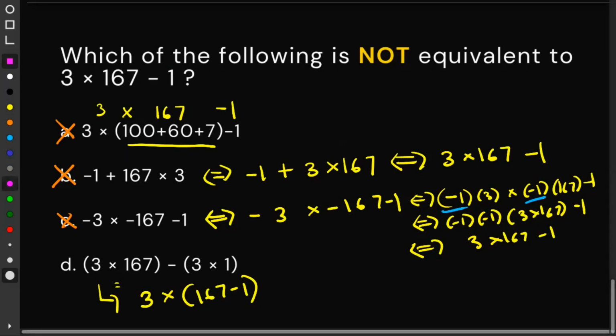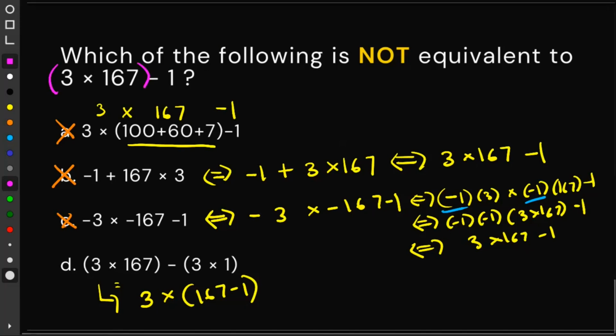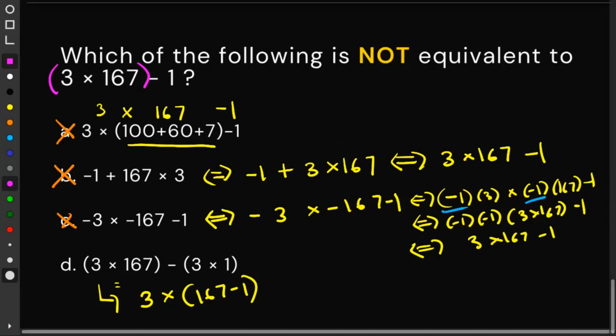the operation that goes first is this subtraction. But that is incorrect, since in the given, although the parenthesis is not in there, the parenthesis is actually in here, since the first operation that occurs is the multiplication. So we know that D is not equivalent to the given. So this is the answer that we need.